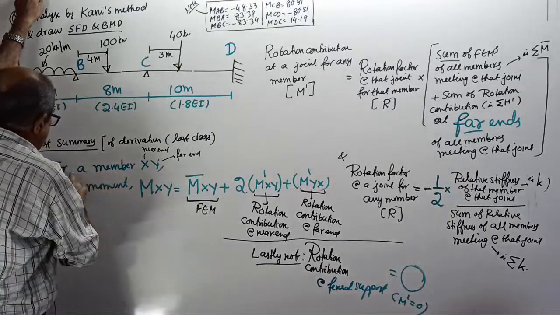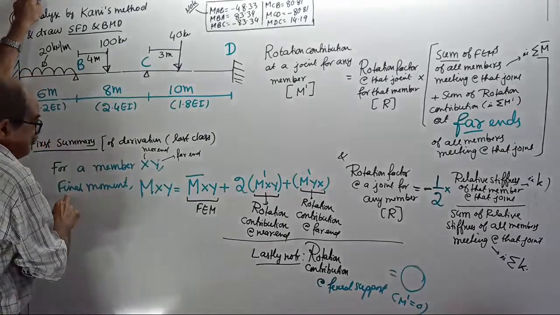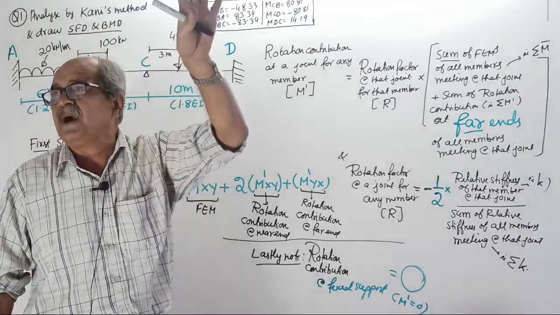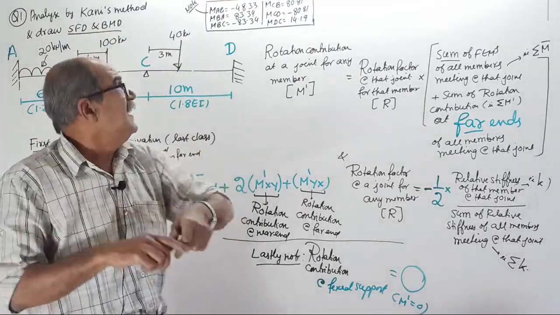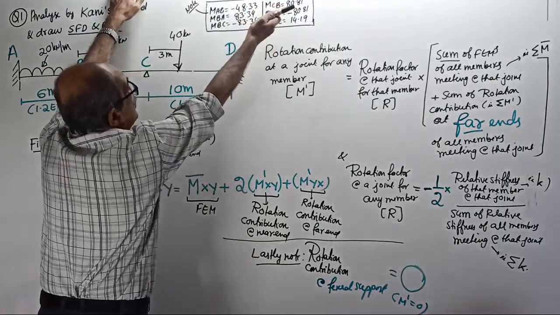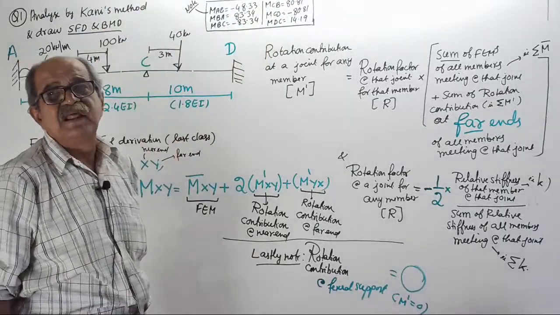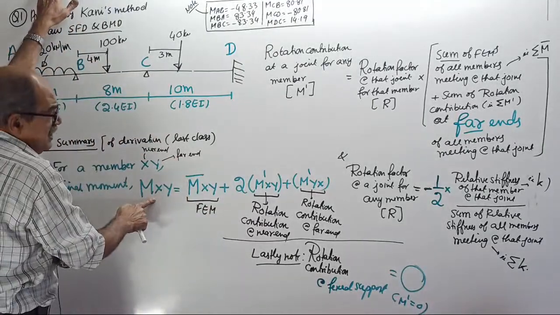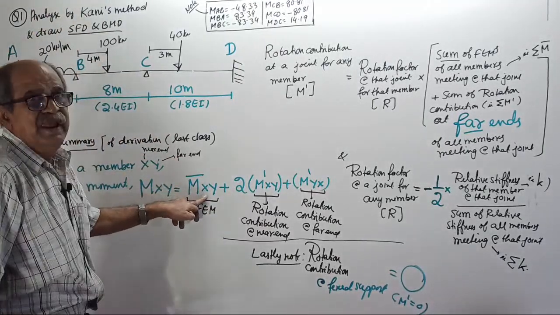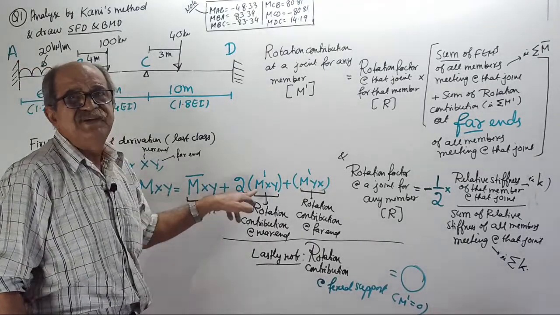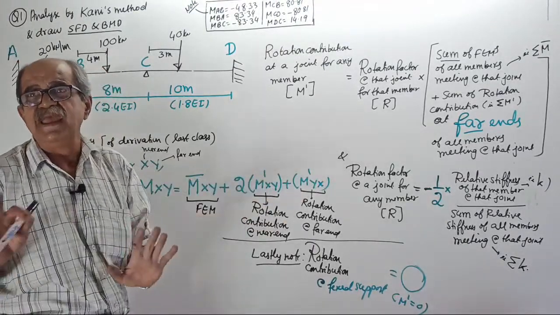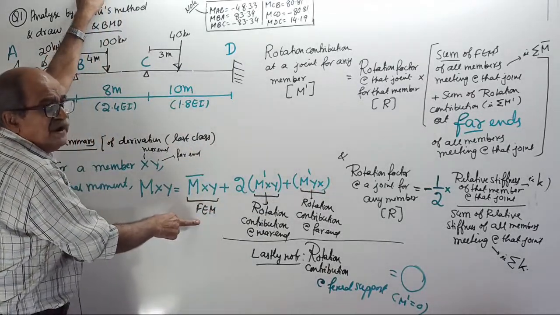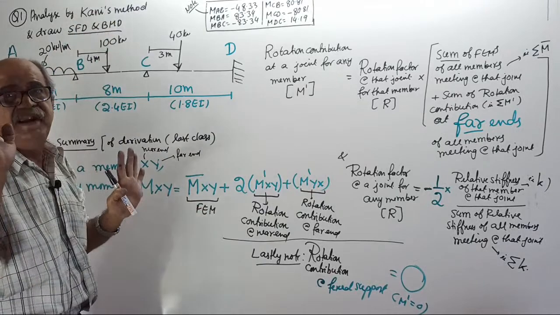So, in general, for a member XY, the final moment means everything is over, the final answer, like the result we got by the SD and MD method. The final moment MXY is equal to M bar XY plus 2M dash XY plus M dash YX. M bar XY means the fixed end moment, the corresponding fixed end moment.